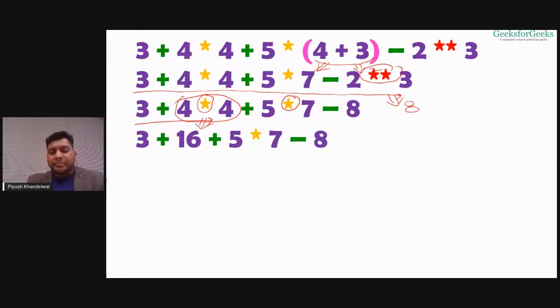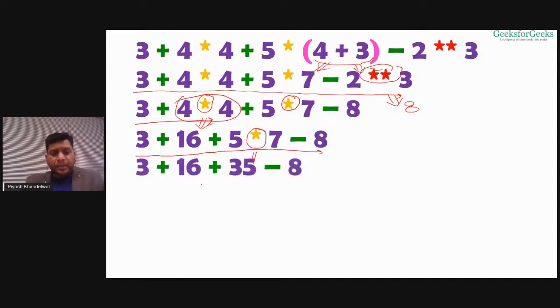Now if I look at this expression, it has addition. I'll start scanning from the left. The operator with the highest precedence is this one, so this will be evaluated, and we have the answer like this: 5 into 7, 35. So we have 3 plus 16 plus 35 minus 8.